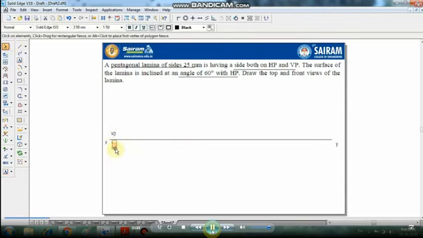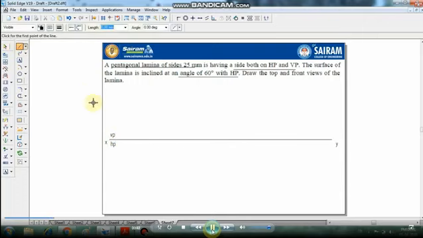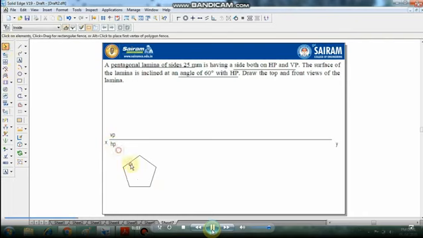So a pentagonal lamina of 25 mm. A pentagon has 5 sides, so 360 by 5 gives us 72 degrees. First let me draw 25 at 0 degrees, then 25 at 72, 25 at 144, 25 at 216, 25 at 288. So now it's closed, a pentagon.